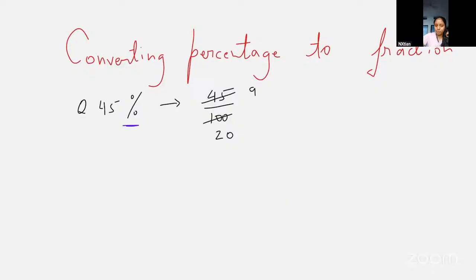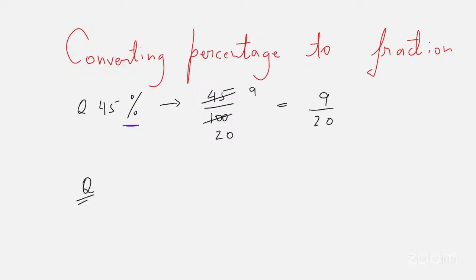Can it be reduced more? No. The answer is 9 upon 20. This is how you will convert a percentage to a fraction, by dividing it by 100 and reducing it as much as it is getting reduced.